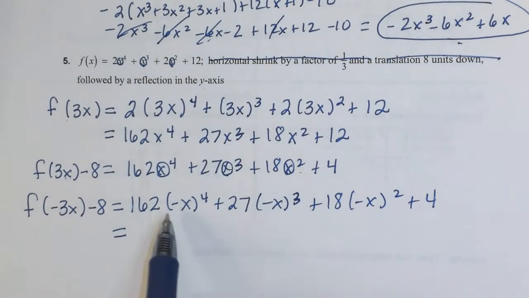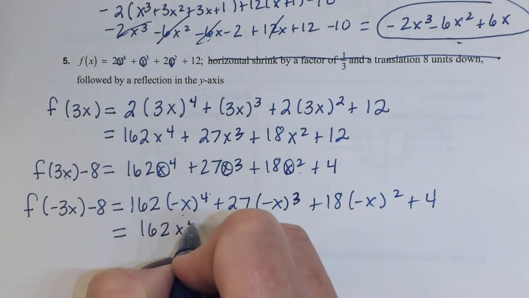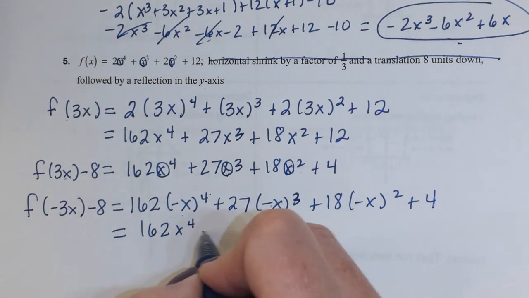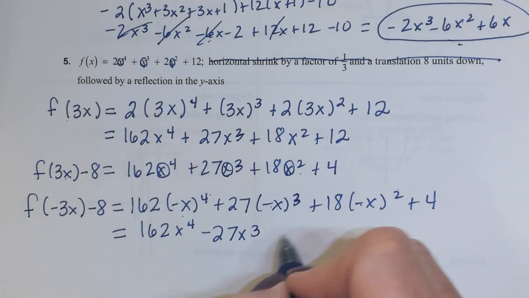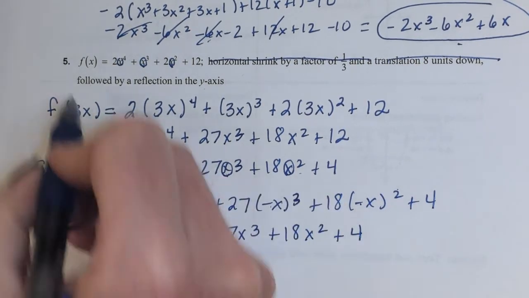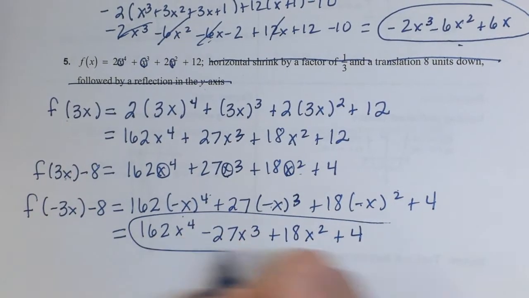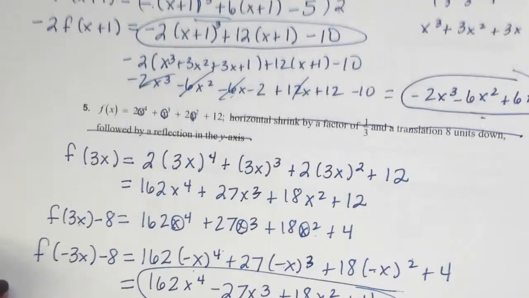All right, so dealing with that, a negative to the 4th is a positive, so that's going to be 162x to the 4th. Negative cubed is negative, and negative squared is positive times the other positive, and that's what we get. Okay? Pretty easy stuff, right?